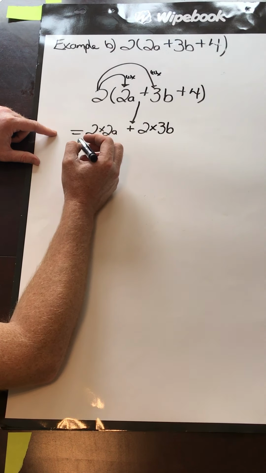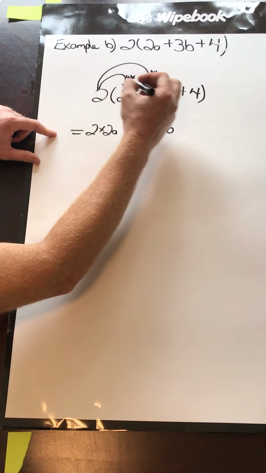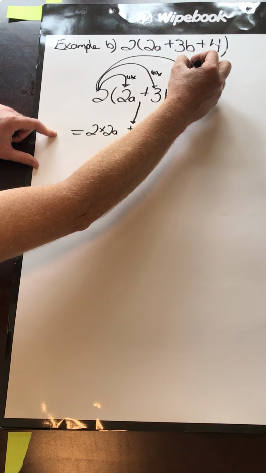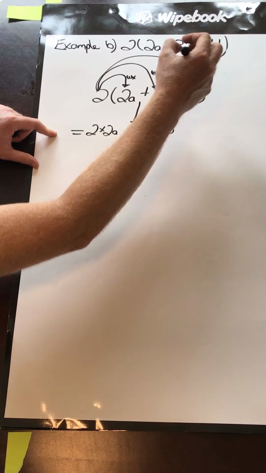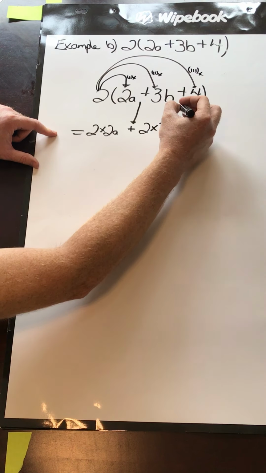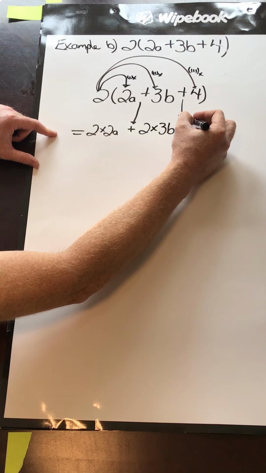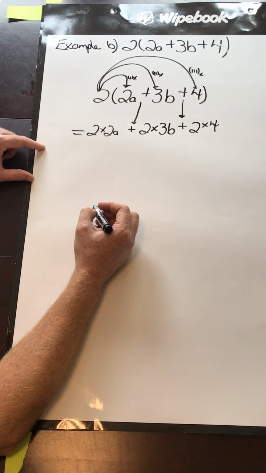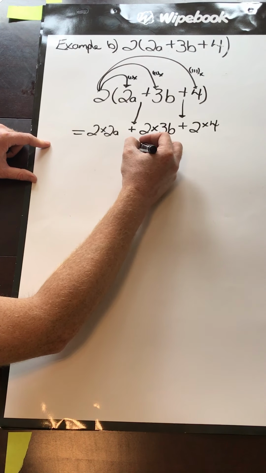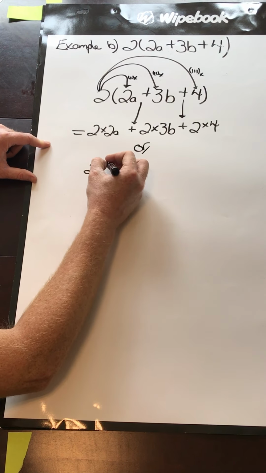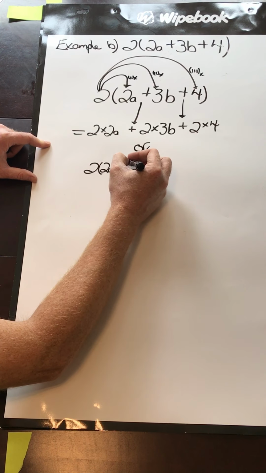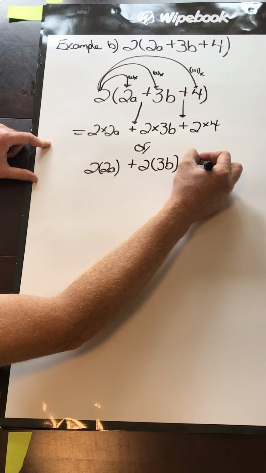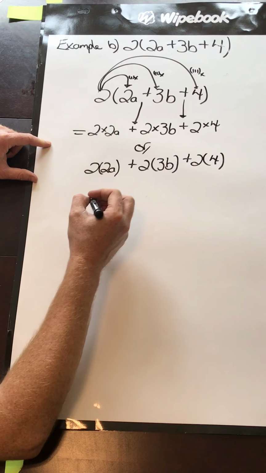And do I have any other terms in the bracket? Yes, I do. I have a third term. So I'm going to multiply the 2 times the 4. And I bring the plus down, and I have 2 times 4. Okay? We can write it as 2 times 2a plus 2 times 3b with the brackets plus 2 times 4.